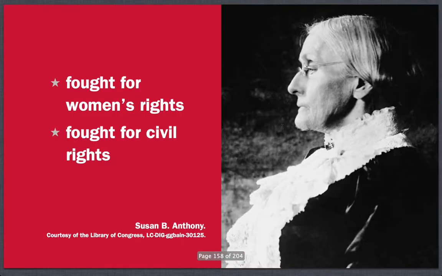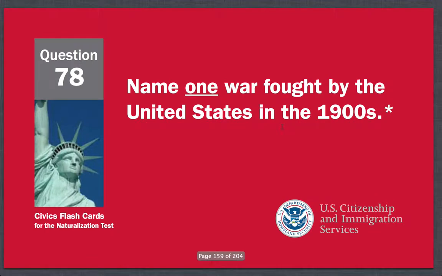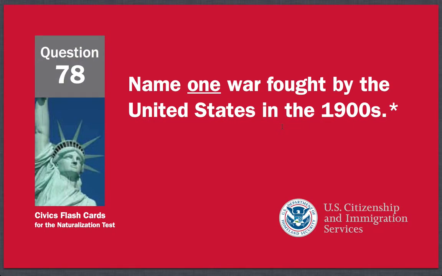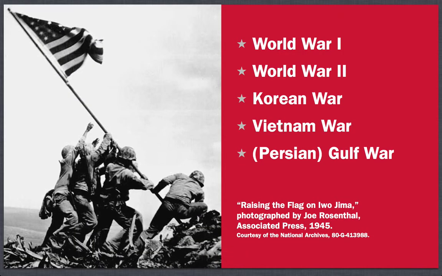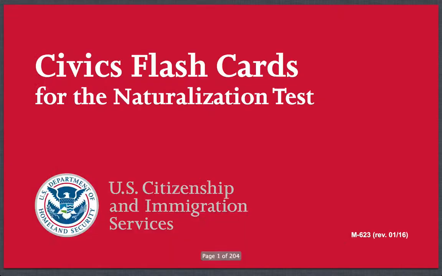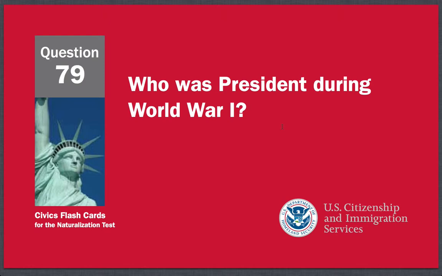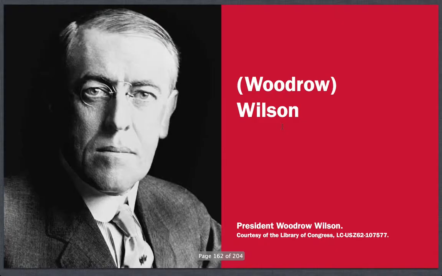What did Susan B. Anthony do? She fought for women's rights, fought for civil rights. Name one war fought by the United States in the 1900s: World War I, World War II, Korean War, Vietnam War. Now you have the Gulf War, and we have more added, but they didn't put it there. Who was the president during World War I? It was Wilson.